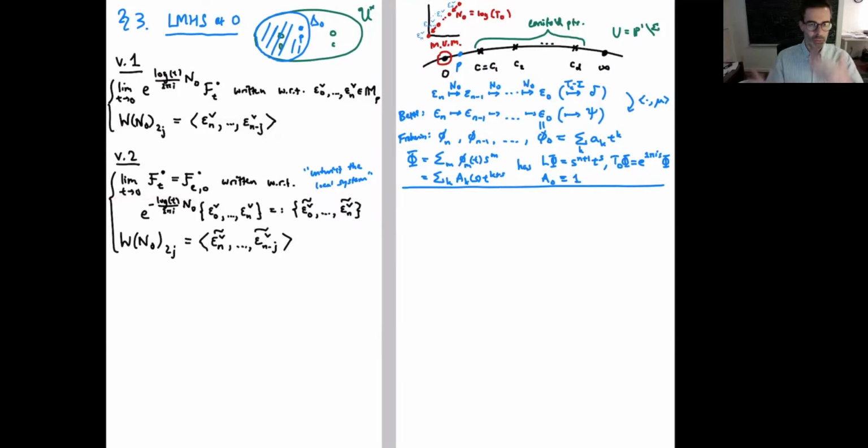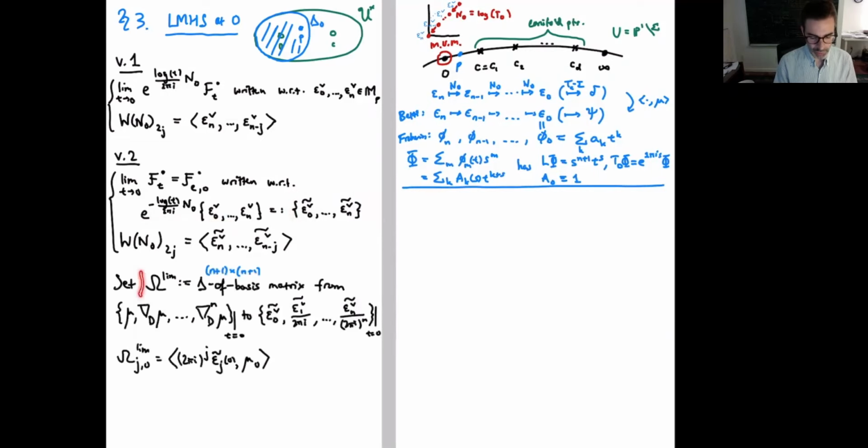So the two perspectives are completely dual. They're the same. It's whether I apply e to the plus log t N_0 to the Hodge flag, or e to the minus log t N_0 to the homology basis. That will be called the tilde homology basis, and that's what I'm going to use. And then I set omega lim to be the change of basis matrix from mu and its Gauss-Manin derivatives to this untwisted rational basis.